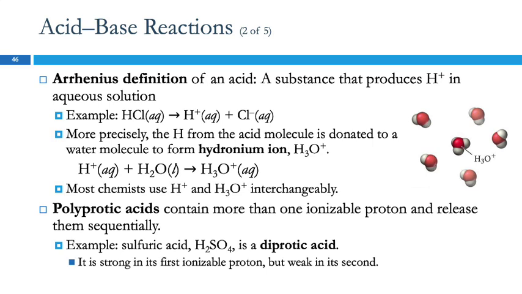So hydrogen ion is a proton. So we can have polyprotic acids, many proton acids. That means they have more than one ionizable proton, more than one hydrogen ion that can come off. And those will come off sequentially, one at a time. There's only a few of those. Sulfuric acid is one of those, H2SO4. This has two hydrogen ions. It's called a diprotic acid because it has two protons that are ionizable.